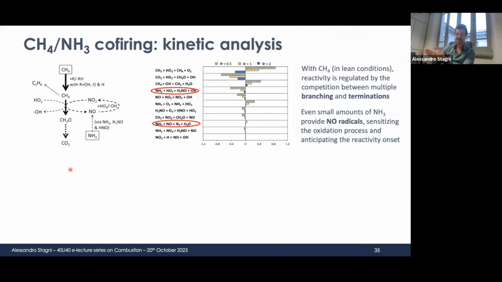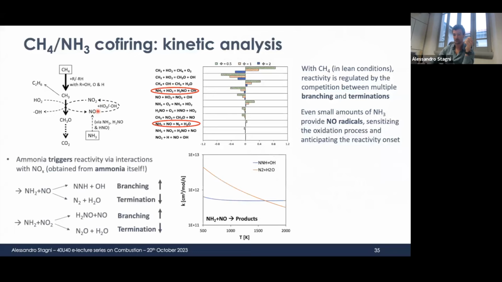Why does ammonia sensitize methane oxidation? Well, if we perform kinetic analysis, we can understand what's happening. Basically, even if we have small amounts of ammonia, ammonia becomes NH2, and then NH2 provides nitrogen oxides. And even a small amount of NO sensitizes the oxidation process and anticipates the reactivity onset. So ammonia triggers the reactivity of methane by interaction with the NOx, but the NOx are obtained from ammonia itself. This is very, very interesting.